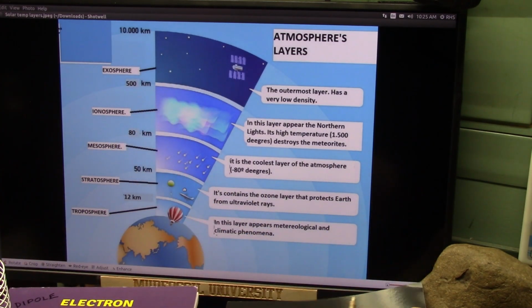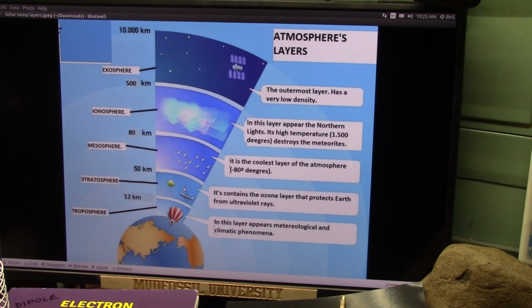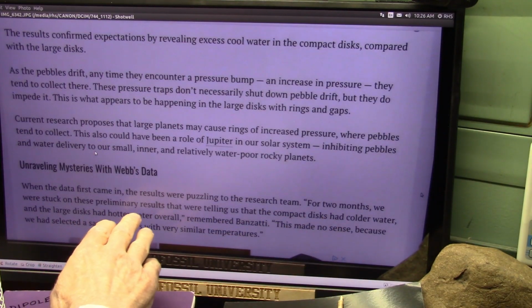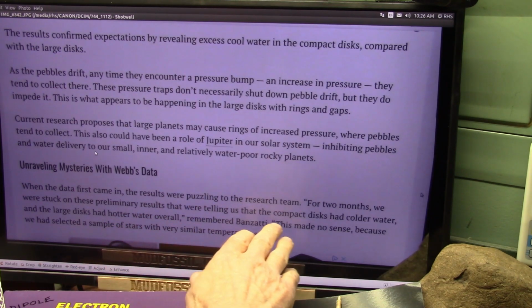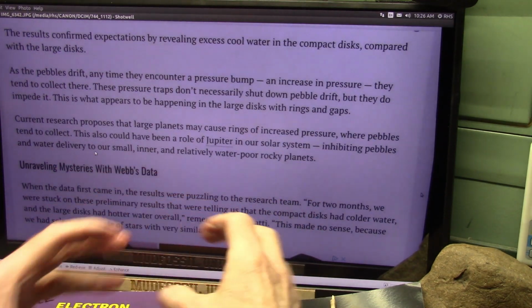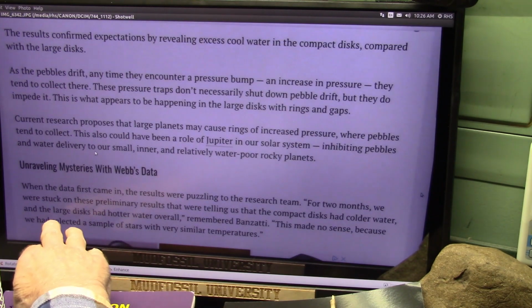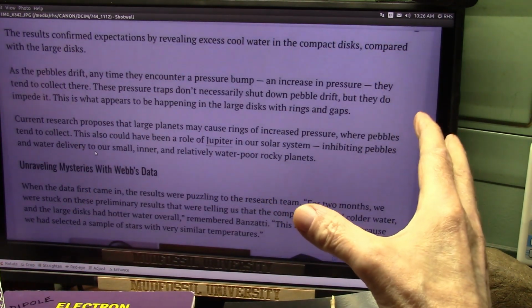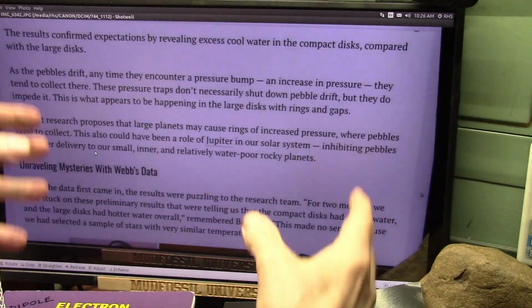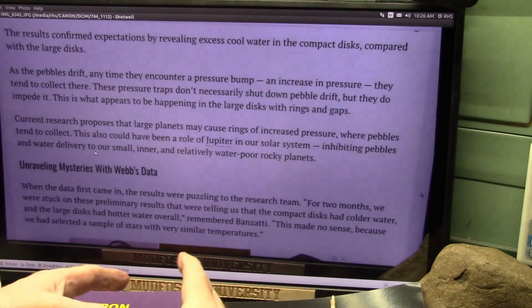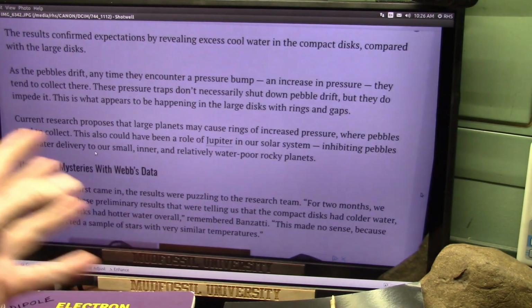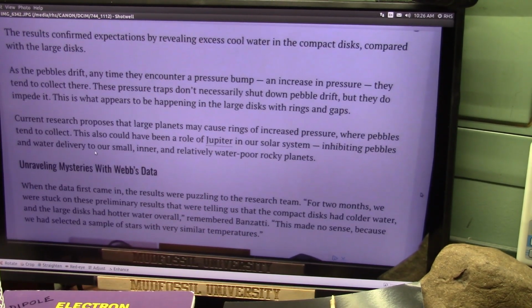They didn't discover anything. I can't imagine what they're thinking. See, they spent 2 months trying to figure this out. They said the preliminary results were telling us that the compact disk, the inner core, had colder water, and the large disks outside had hotter water. Well, they're scrubbing. The inside one is melting from the ice. They say it made no sense. Well, it makes sense to me.